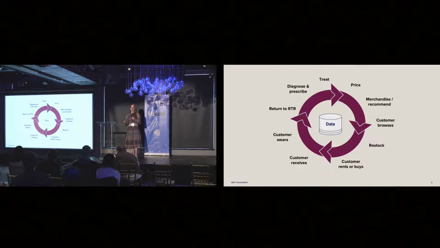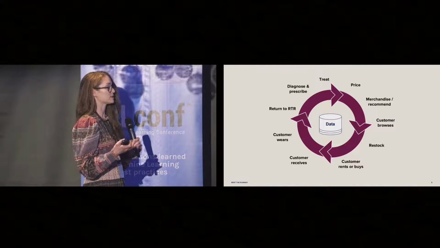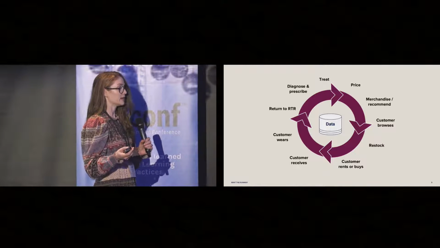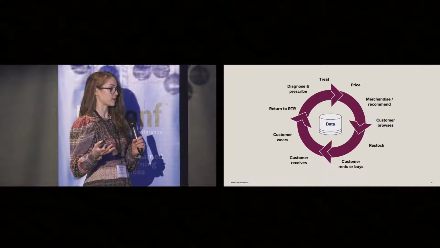I'll start up at pricing here. When we bring a style on site, it's a pretty simple algorithm. It's similar to every other retailer. We're looking at what is the cost, our wholesale cost of acquiring it, and then also what would the brand or the designer have listed it at. And that's pretty much how we set our price initially.